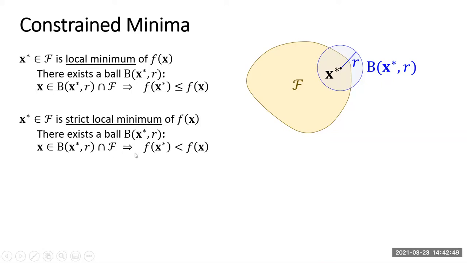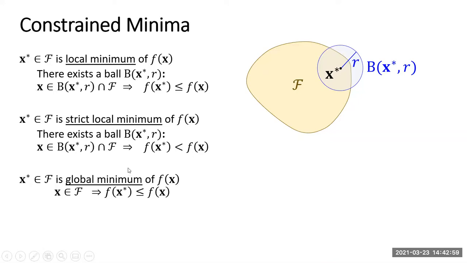X should not be equal to x star. I should have put that condition here too. X should not be equal to x star. Now, if everywhere in the feasible region, f of x star is less than or equal to f of x, no ball, everywhere in the feasible region, then x star is a global minimum.